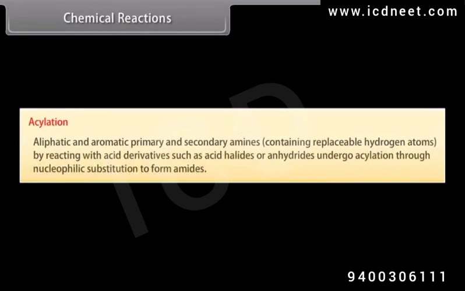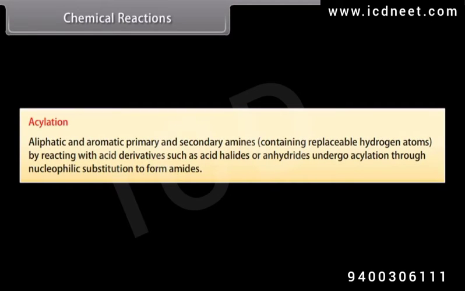Acylation. Aliphatic and aromatic primary and secondary amines containing replaceable hydrogen atoms, by reacting with acid derivatives such as acid halides or anhydrides, undergo acylation through nucleophilic substitution to form amides.